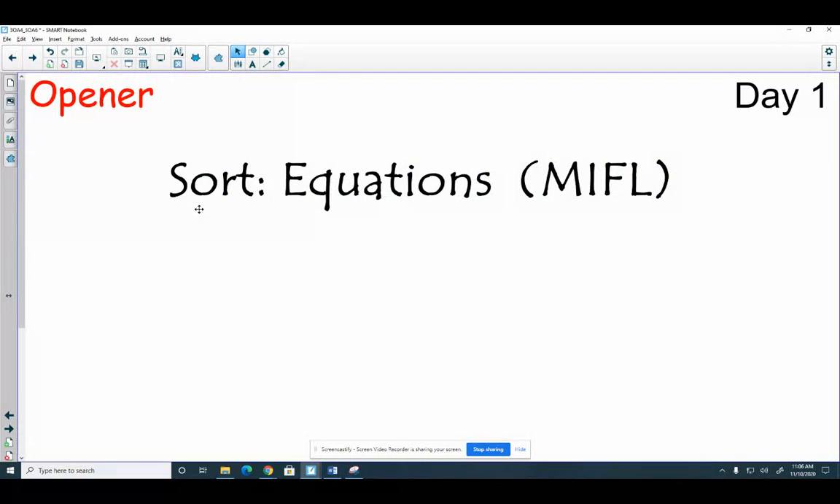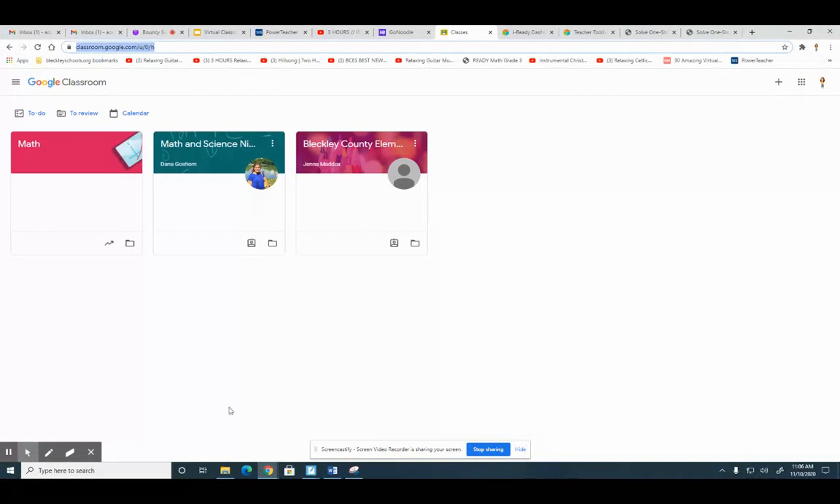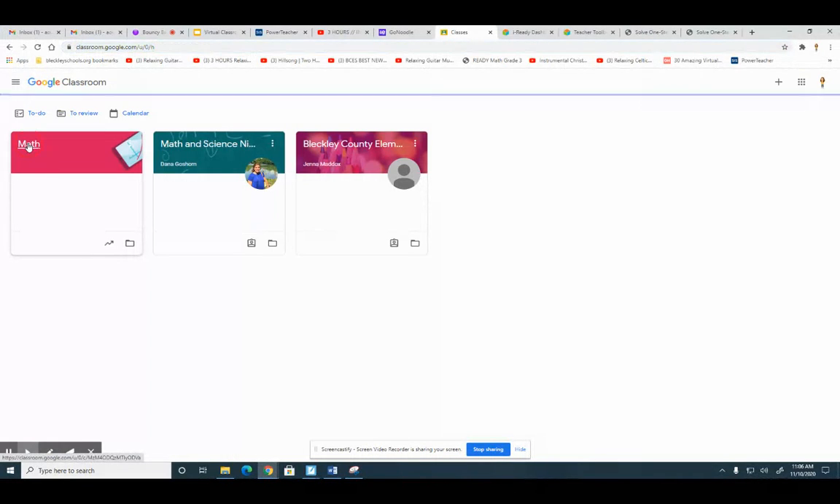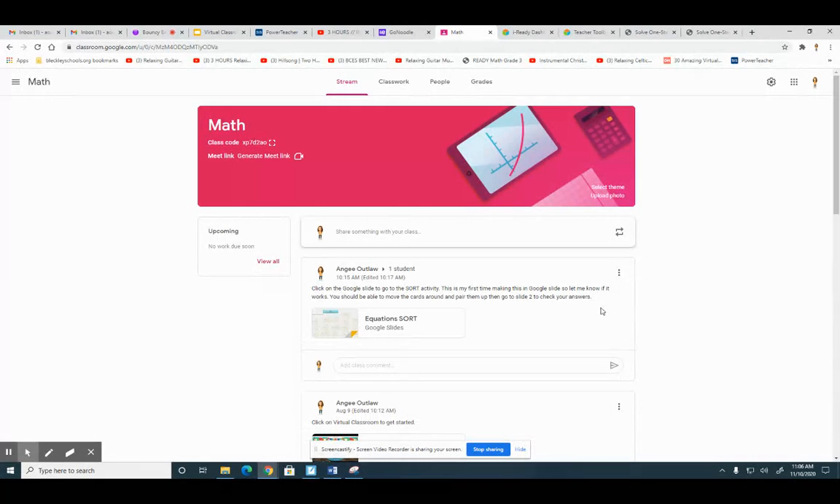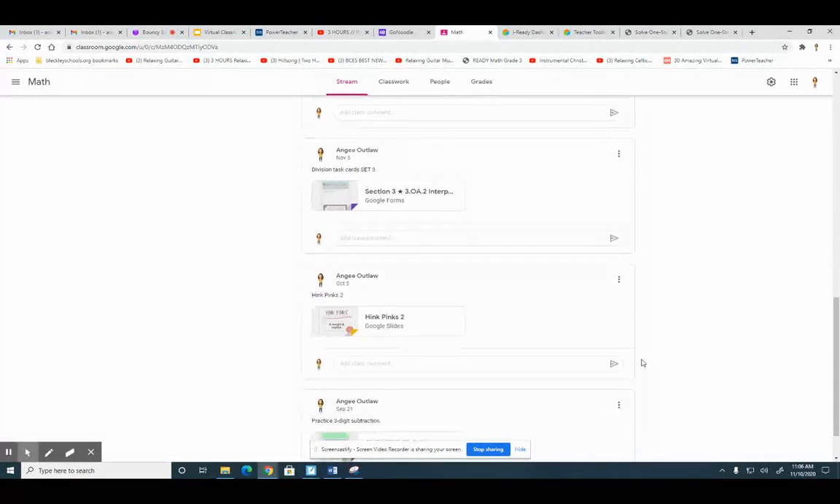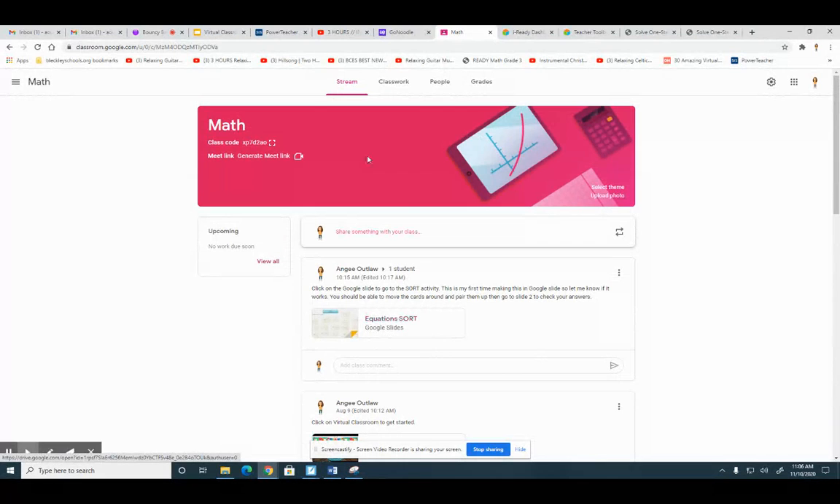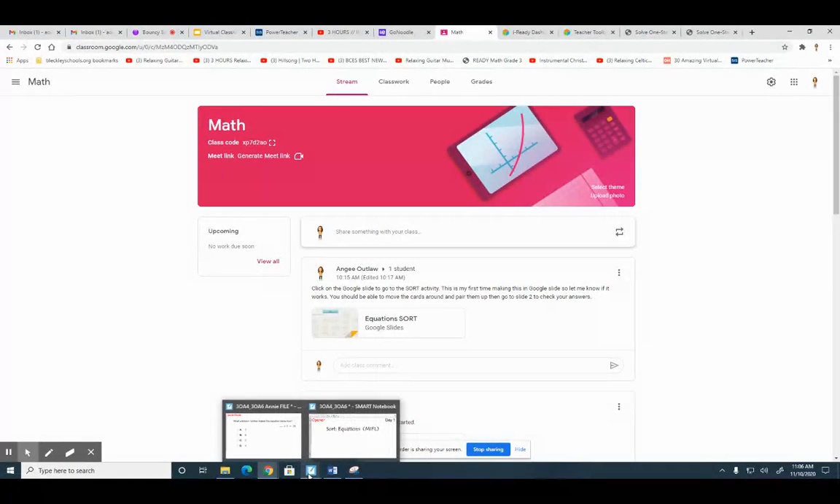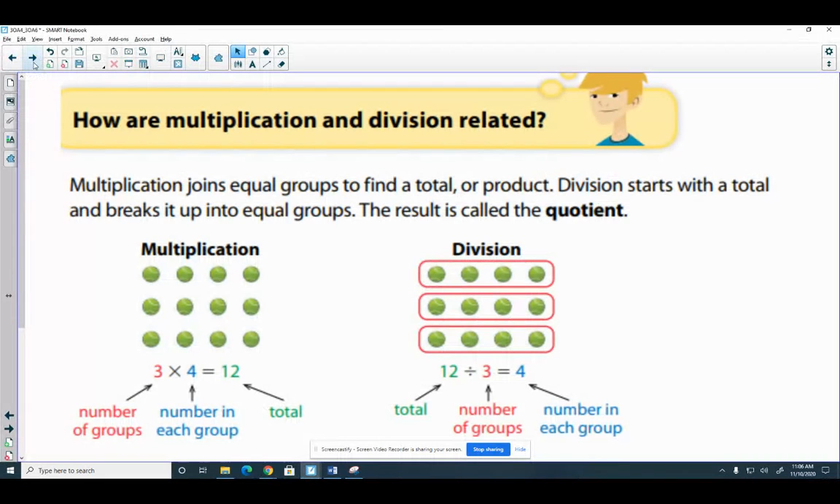The opener for today is a sort about equations, and you can find it by going to my Google Classroom, going to math. Don't actually go into the virtual classroom, but you should have an assignment right here in the stream that says equations sort, and click on that. Read these instructions. I tested it out with another student in class, so hopefully that will work for you. And if you have not done that, please pause the video and go do the sort and then come back with me. If you have, we'll move on to the lesson for today.